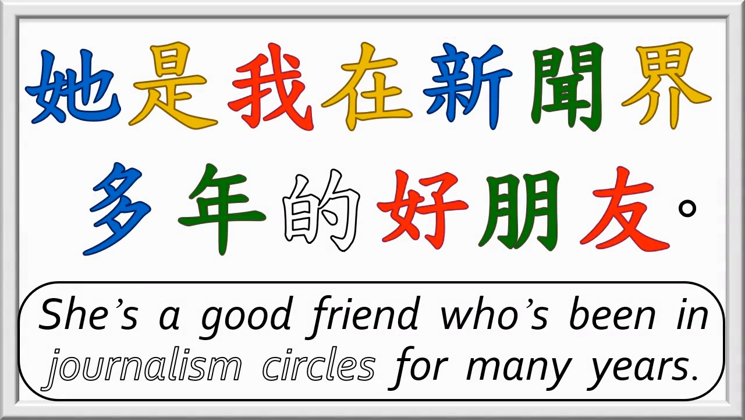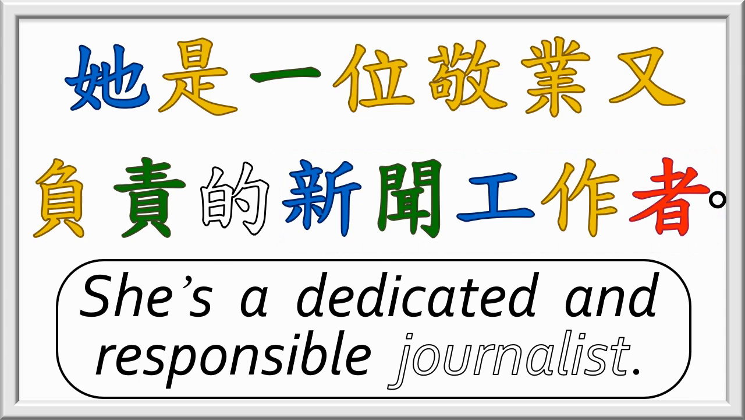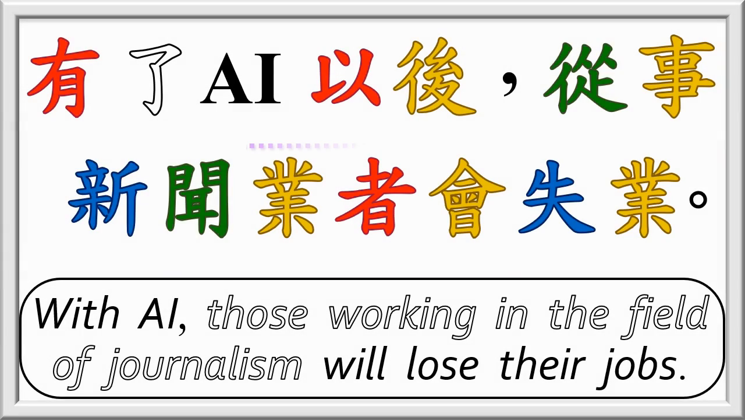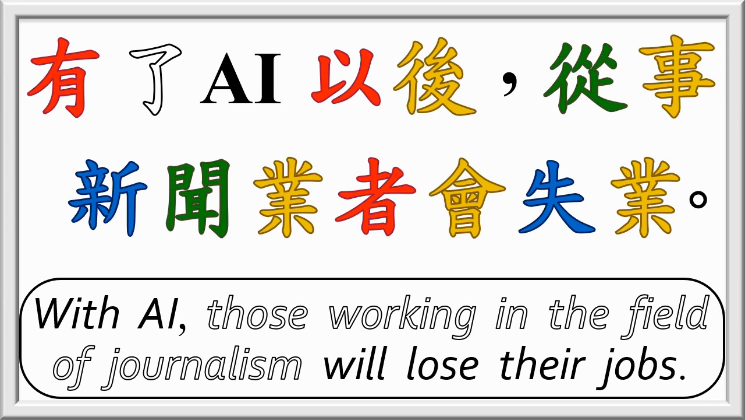她是我在新闻界多年的好朋友. She's a good friend who's been in journalism circles for many years. 他是一位敬业又负责的新闻工作者。She's a dedicated and responsible journalist. 有了 AI 以后，从事新闻业者会失业。With the advent of AI, journalists will lose their jobs. Using the abbreviation AI is very common in Chinese writing and conversation. 重新 is an adverb meaning again, anew, or the prefix re, re.